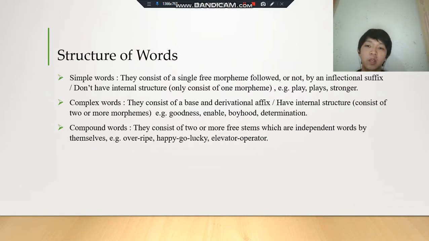Complex words consist of a base and a derivational affix. They have internal structure, consisting of two or more morphemes. Examples: goodness, enable, boyhood, and determination. Compound words usually consist of two or more free stems, which are independent words by themselves. For example, override, happy-go-lucky, and elevator operator.